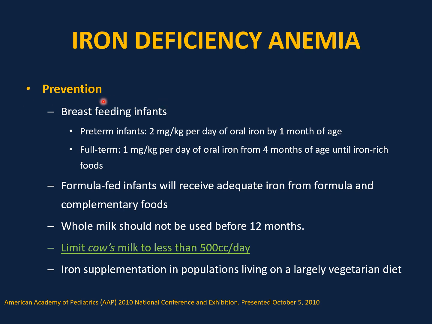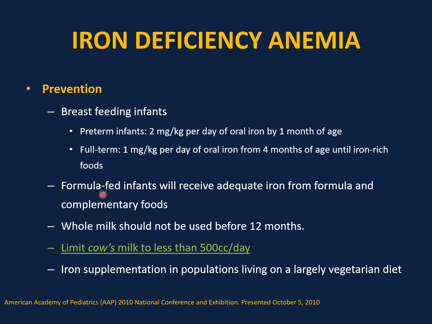Prevention of iron deficiency anemia is critical. Exclusively breastfed infants should be supplemented with oral iron. For preterm infants, 2 mg per kilo per day of oral iron should be supplemented by 1 month of age. For full-term infants, the dose is lower, 1 mg per kilo per day of oral iron from 4 months until iron-rich food is supplied.